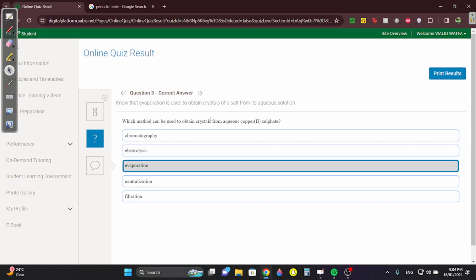Which method can be used to obtain crystals from aqueous copper sulfate? Aqueous means it's dissolved in water. The copper sulfate is a salt, a salt dissolved in water. How would you separate the salt? How do you get the crystals? You have to evaporate the water.